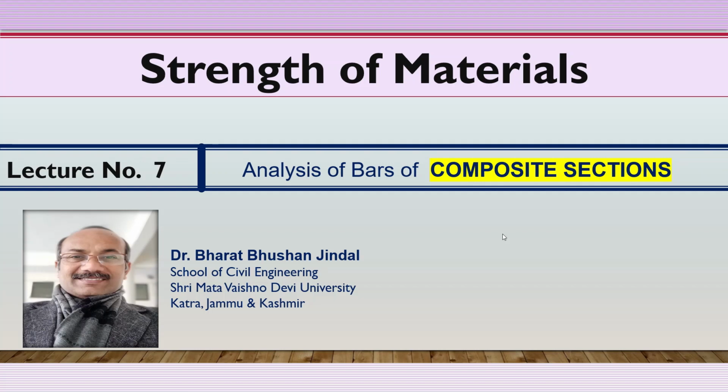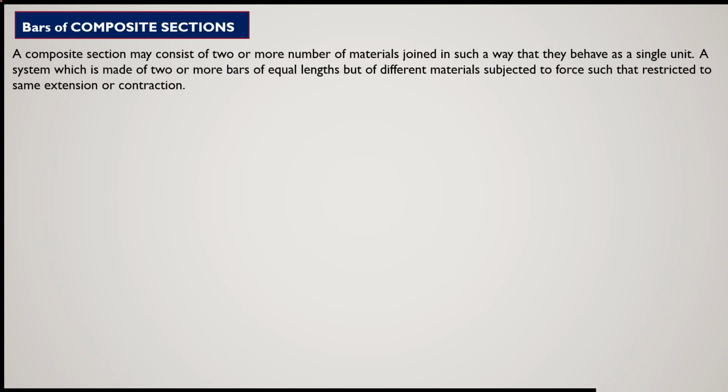And when that type of composite section is subjected to loads, whether compressive or tensile, what will be the behavior of the composite section and what will be the stresses developed in the section? So first of all, let us understand the meaning of a bar of a composite section. A composite section may consist of two or more materials which are joined in such a way that they behave as a single unit.